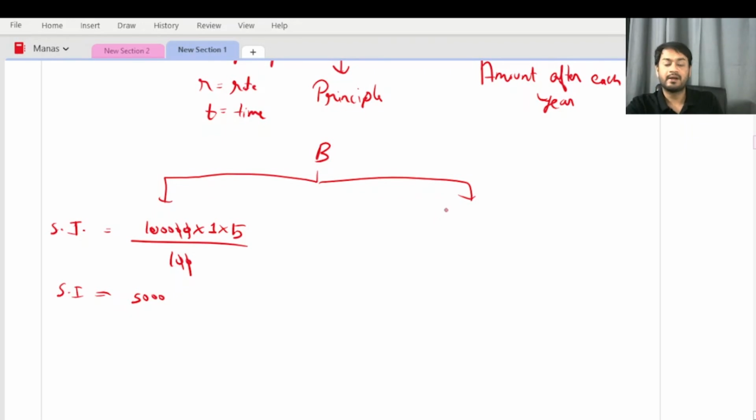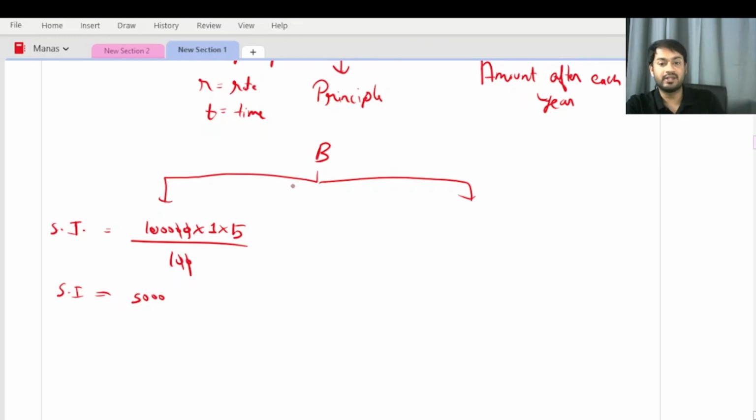Now the same thing will happen for the first year in compound interest also. What I want to tell you here is that the compound interest and the simple interest are the same for the first year. You need to understand this. For the first year, the compound interest and the simple interest are always equal, but the difference will occur after the second year.